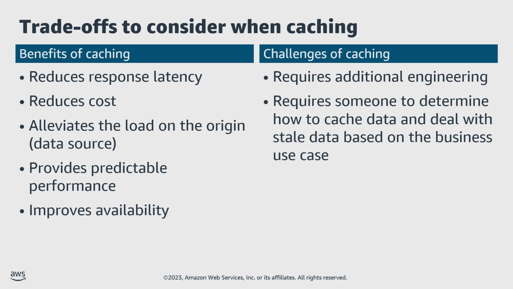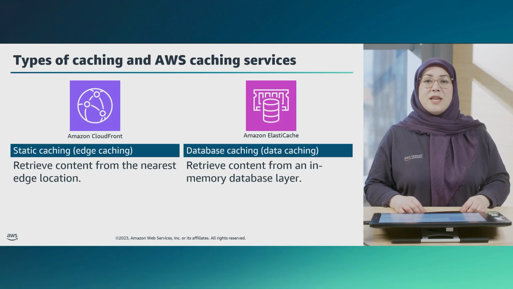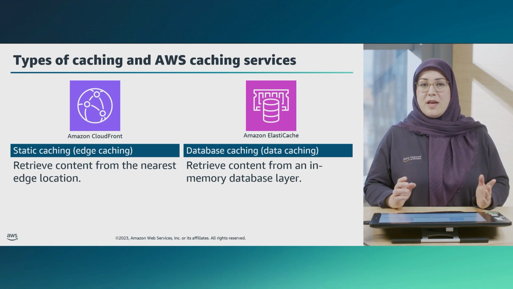There is a trade-off you need to consider when caching. On one hand, caching can improve application speed and decrease database costs. On the other hand, caching requires someone to determine how to cache data and deal with stale data based on the business use case. The two types of caching that this module covers are static caching and database caching.